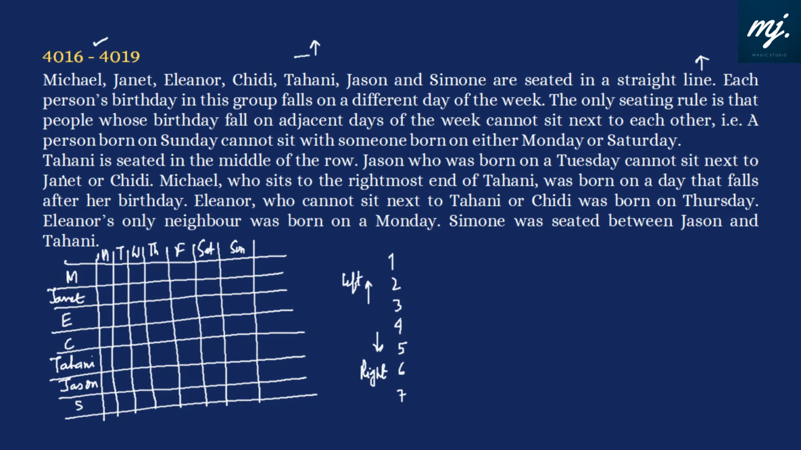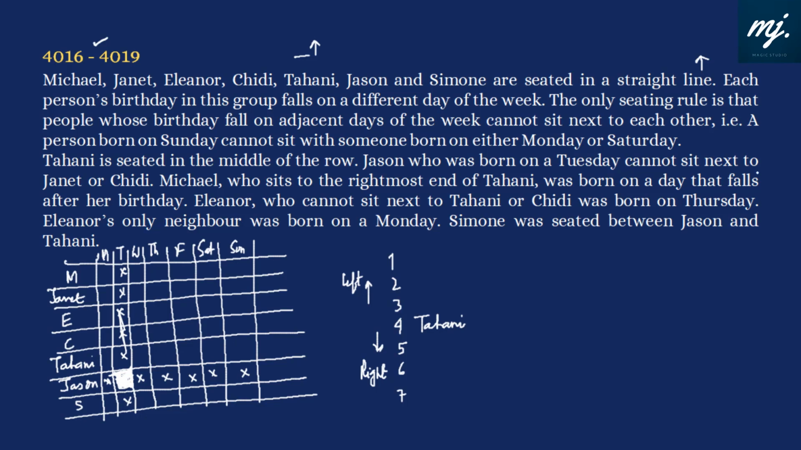Let's read now. Tahani is seated in the middle of the row. Middle of the row, that means the 4th position is Tahani. Jason was born on Tuesday. So let us put a tick here and cross in all other boxes. This type of grid formation always helps me. You may also practice this. So Jason is born on Tuesday. This is the block we have selected.